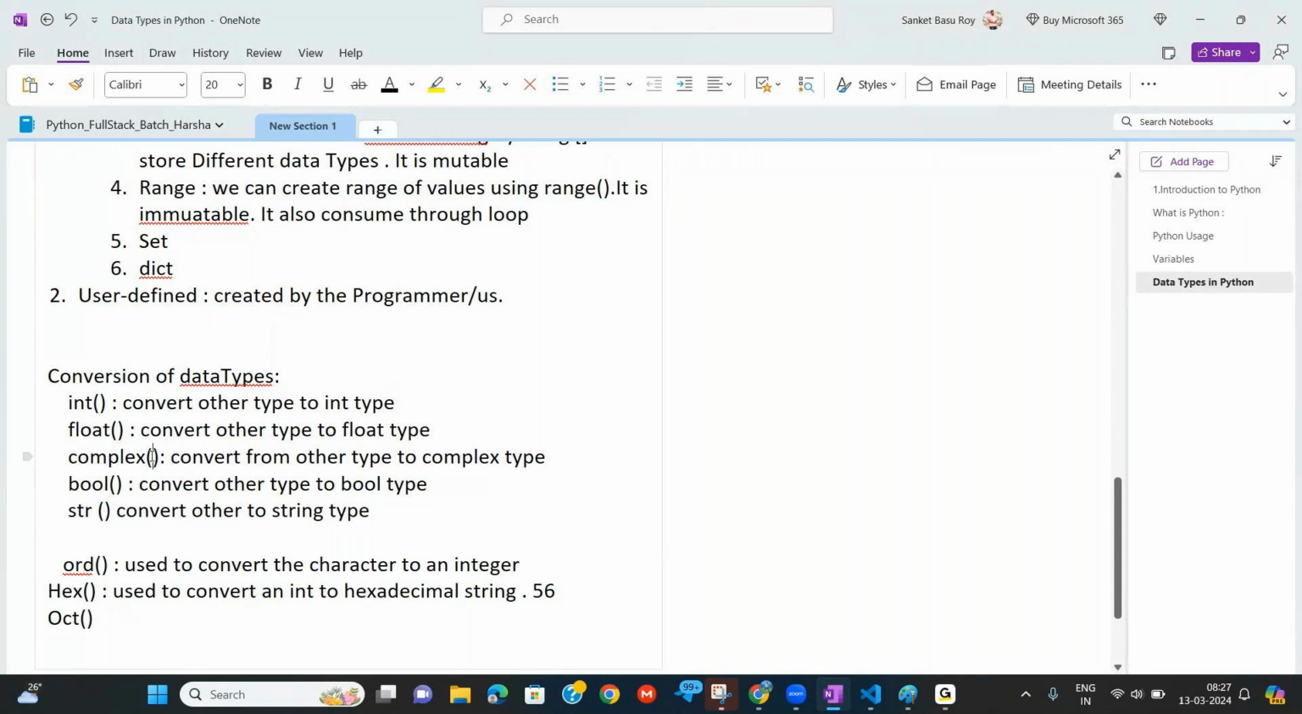It's a plus bj or something. Yes, if we are trying to represent any number in the form of a plus bj or a minus bj, where a and b are the real part and j is the imaginary part, right? So we have two things in the complex number. One is called the real part, another one is called the imaginary part. So we have to take two parameters, real and imaginary.